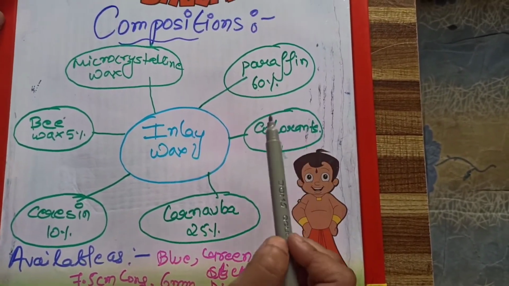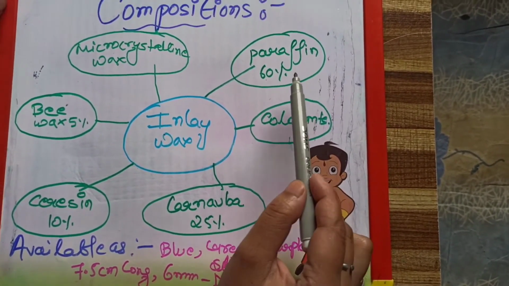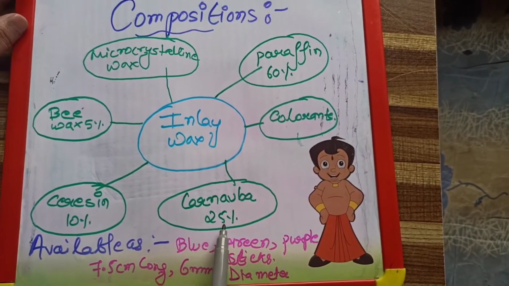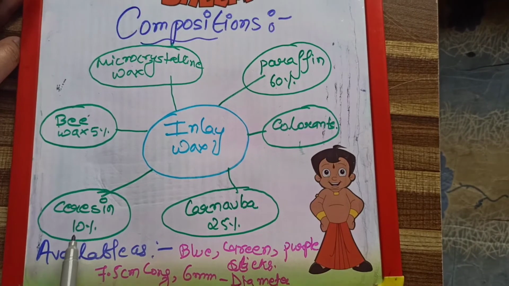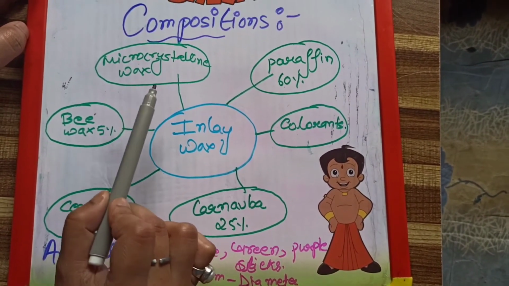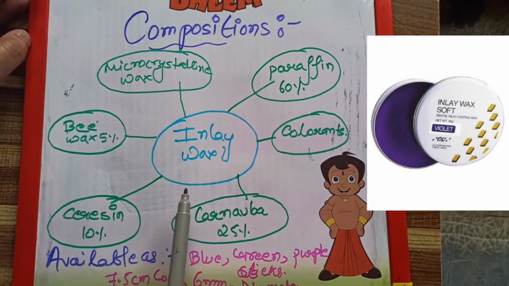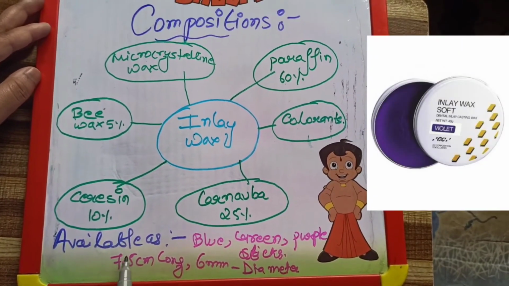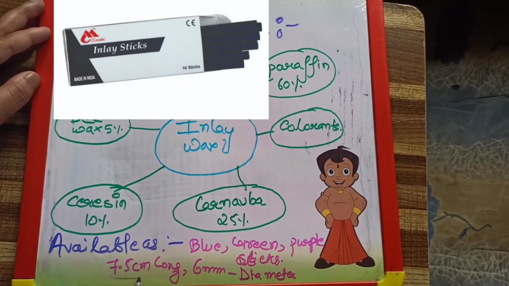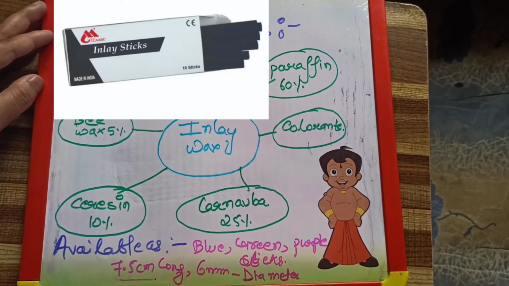Inlay waxes are composed of paraffin, which is 60%, carnauba wax, which is 25%, kerosene wax, which is 10%, beeswax 5%, and microcrystalline wax, along with colorants. Okay, so this is the composition of the inlay waxes, and they are available as blue, green, and purple sticks, 7.5 cm long and 6 mm in diameter.